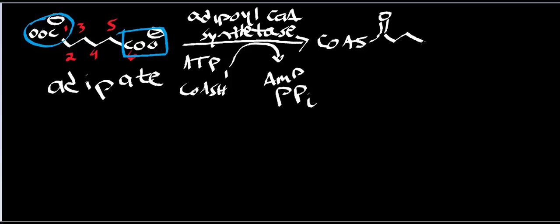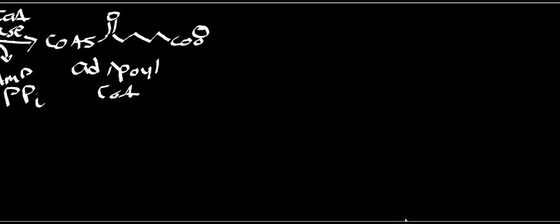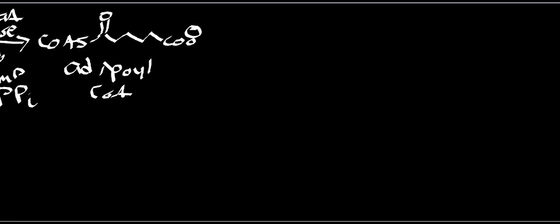So 1, 2, 3, 4, 5, 6. You end up with this right here. We call this Adipyl-CoA. And now the enzymes that oxidize this are specific for two things. Number one, they're specific for the coenzyme A, but they're also specific for this carboxylic acid at the end. So the enzymes that do this are different than the normal beta oxidation enzymes, although the mechanisms are virtually identical.